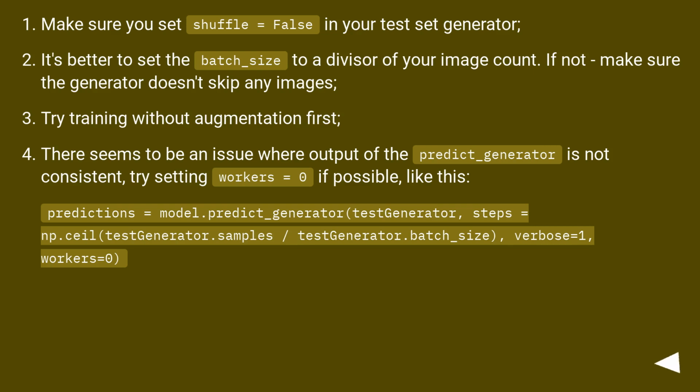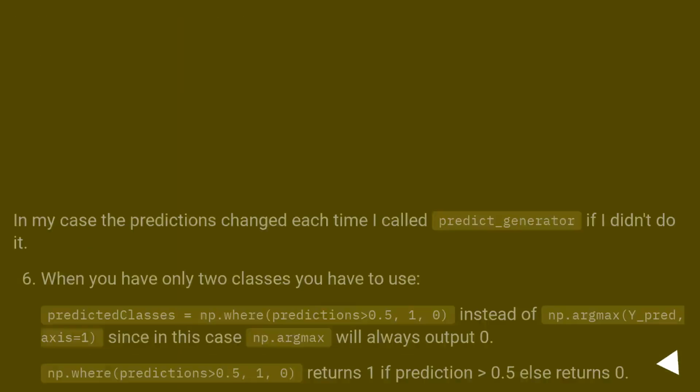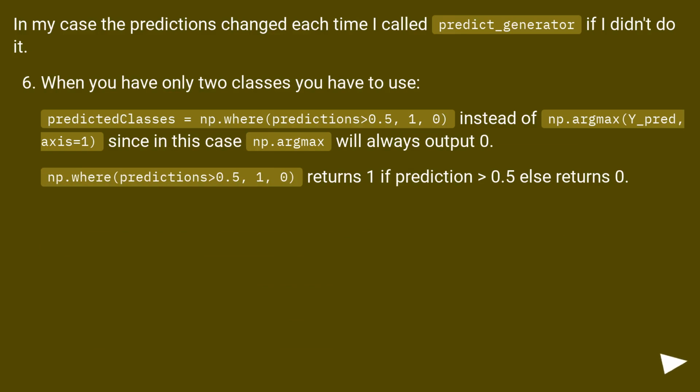There seems to be an issue where the output of the predict_generator is not consistent. Try setting workers equals 0 if possible, like this: predictions = model.predict_generator(test_generator, steps=np.ceil(test_generator.samples / test_generator.batch_size), verbose=1, workers=0). In my case the predictions changed each time I called predict_generator if I didn't do it.